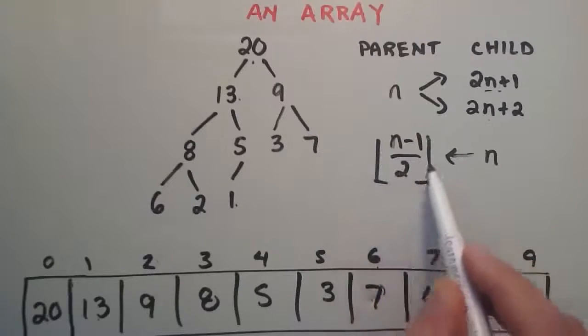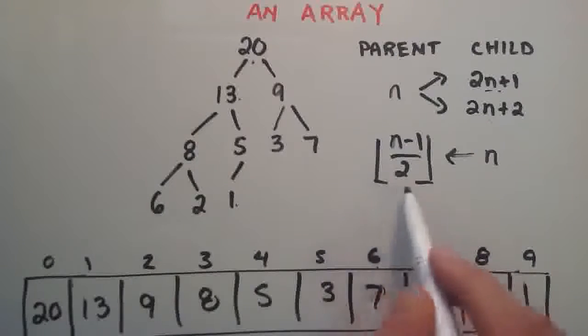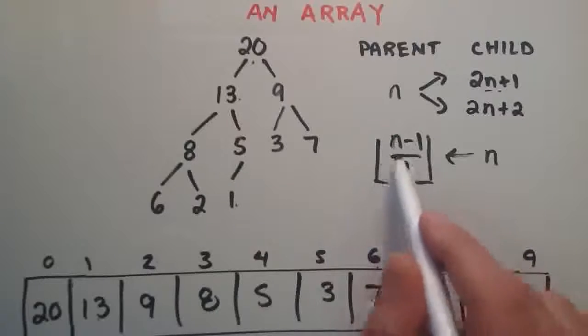This is just a mathematical notation called the floor, and it basically means that if we have some number, say like 3.5, for example, we just round it down. That's really what the floor means: we're just going to round this number down to the nearest integer.